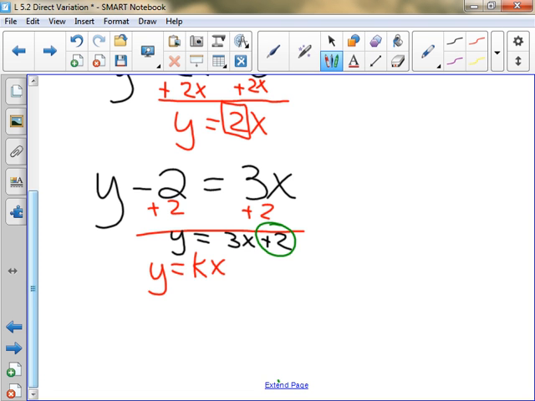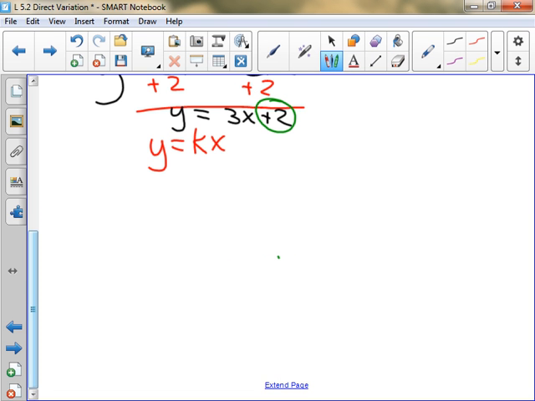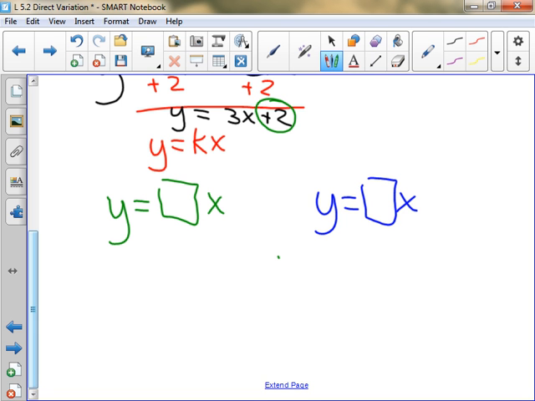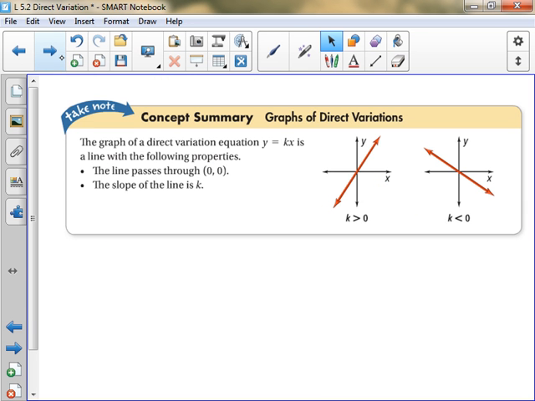So here's the short explanation. You will always have a direct variation if you have y equals some number times x. But if you have y equals some number times x and you add or subtract another number, it's no longer a direct variation. There's a whole lot more to direct variation, but these are just the basics that you need to have for this lesson.